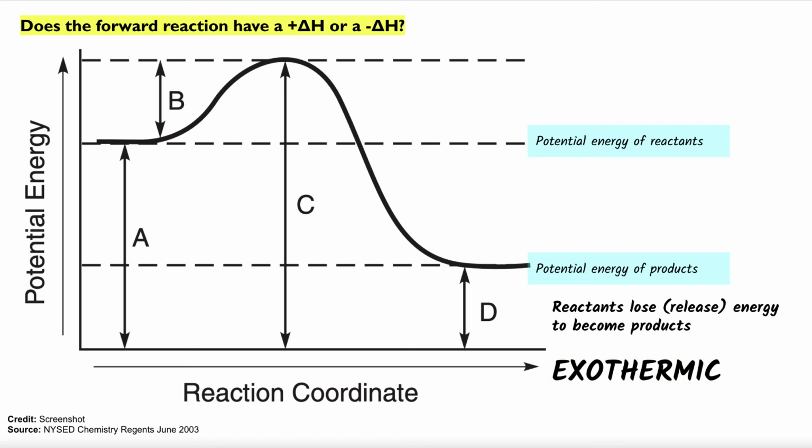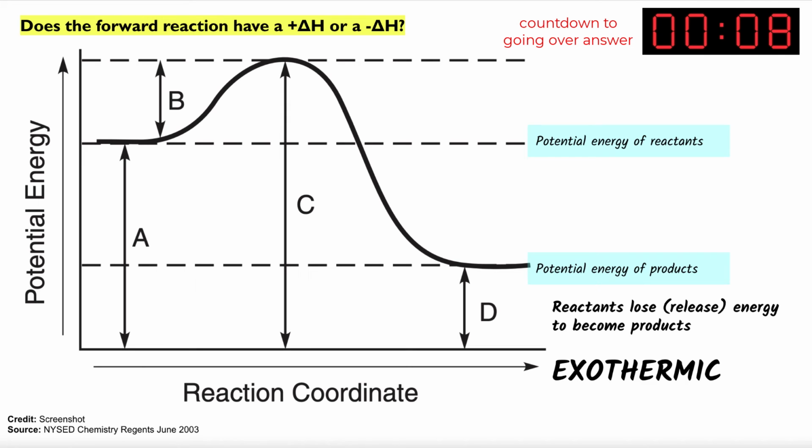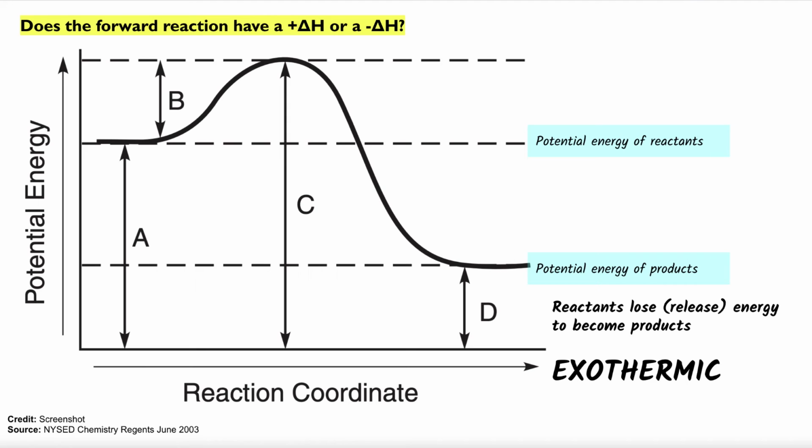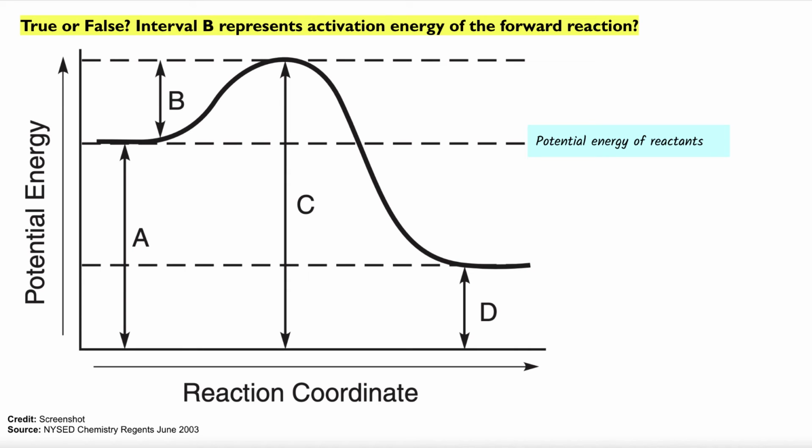Now consider, does the forward reaction have a positive delta H or a negative delta H, positive or negative heat of reaction? The forward reaction would have a negative delta H or a negative heat of reaction because to get from reactants to products, we were moving down on the y-axis. We were losing potential energy.